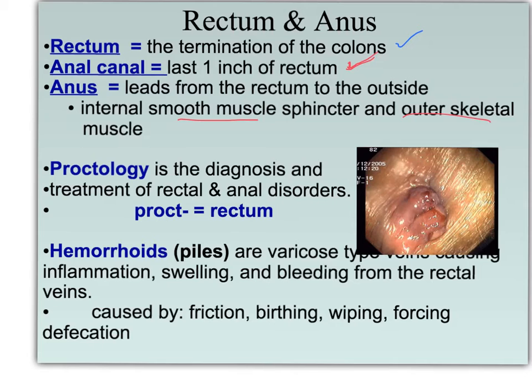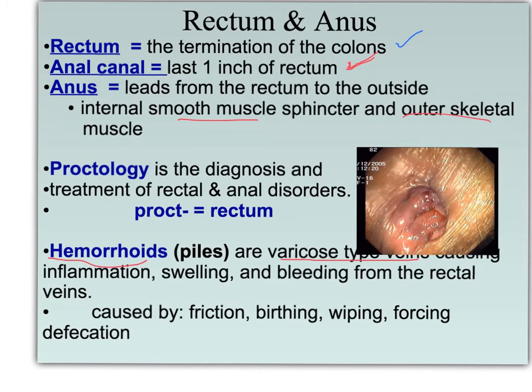Proctologists are the folks you see if you have an issue in the rectal or anal area, and one issue might be hemorrhoids. Hemorrhoids are basically, this kind of got cut off here, varicose veins that cause inflammation and swelling and possibly bleeding from the rectum.